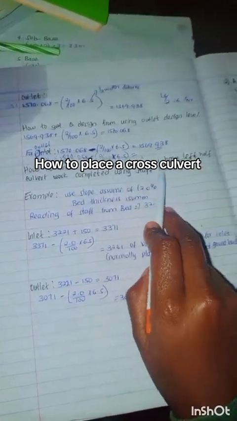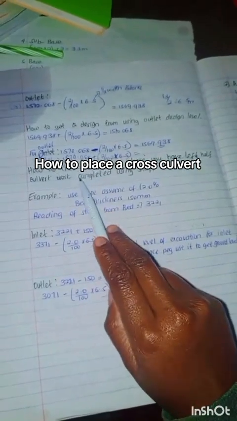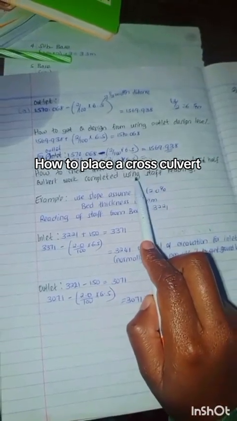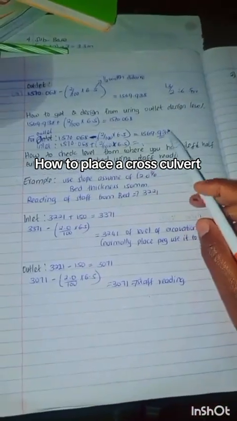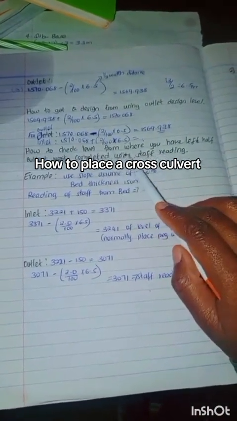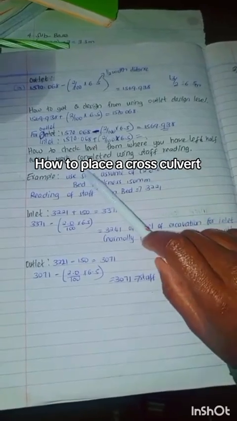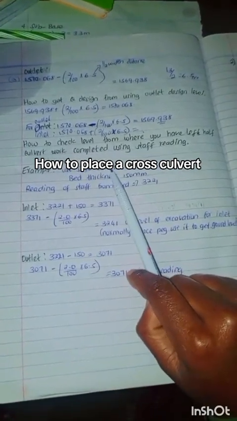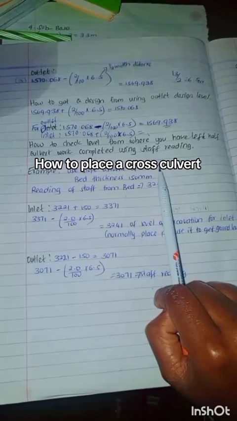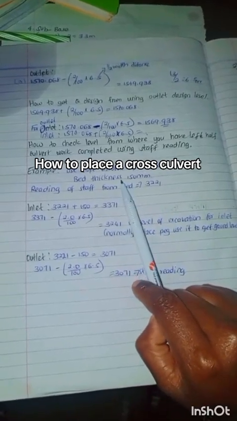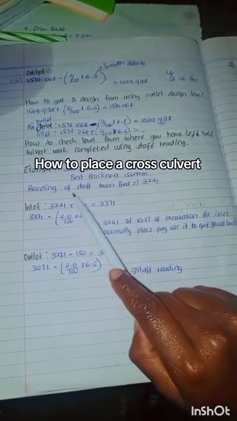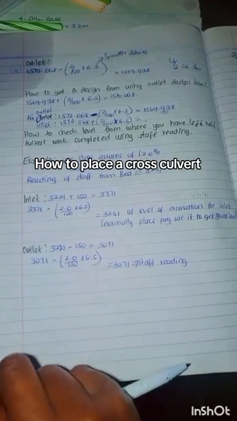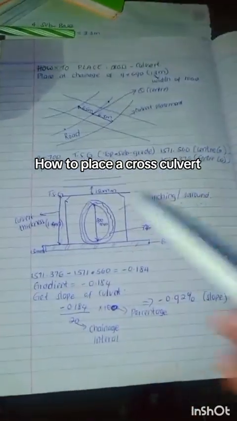How to check the level from where you have left half of the culvert work completed using the staff reading. So maybe you left your work done from there. We're going to use the percentage of slope, which we assume is 2.0%, and the bed thickness of the culvert was 150 millimeters. The staff reading from the bed is 3221. That is the staff reading for the bed. So this is the bed.